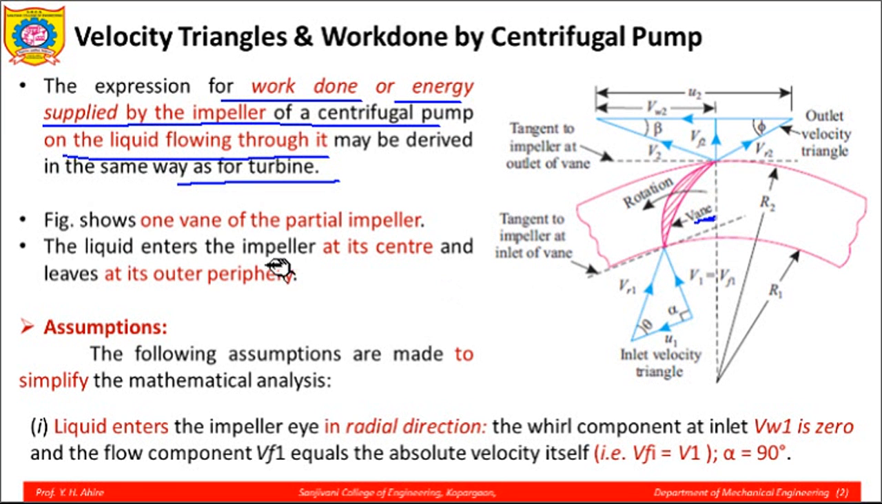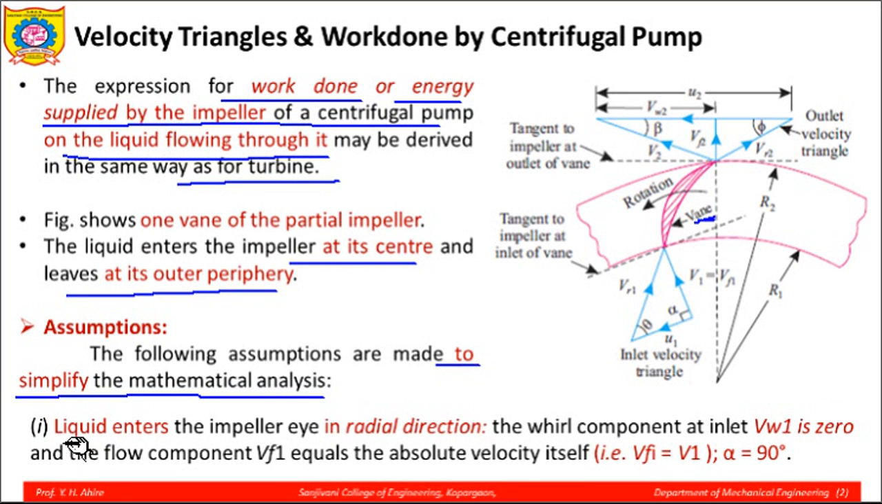The liquid enters the impeller at its center, and the liquid leaves at the outer periphery of the impeller. So this is the inner periphery of the impeller, also called the eye of the impeller, the center of the impeller, and this one shows the outer periphery of the impeller. So we have some assumptions. The following assumptions are made to simplify the mathematical analysis.